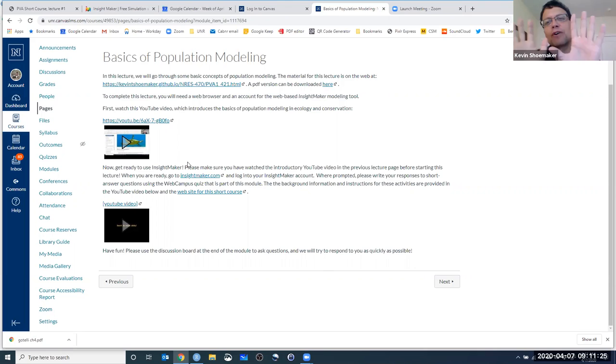So it's introducing the tools, the InsightMaker tool, how to get started with population modeling, and just some really basic concepts of the elements that go into a population model. Basic vital rates, population vital rates per capita, survival rate per capita, fecundity, exponential growth. And then I talk about adding random number generators into our models.